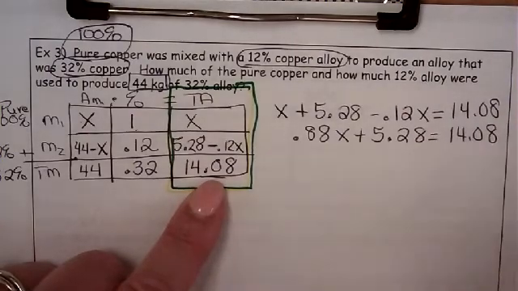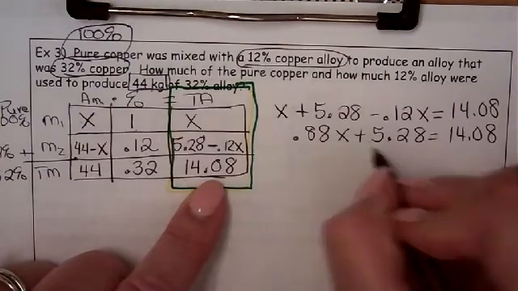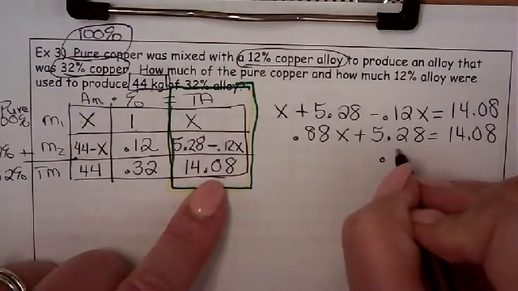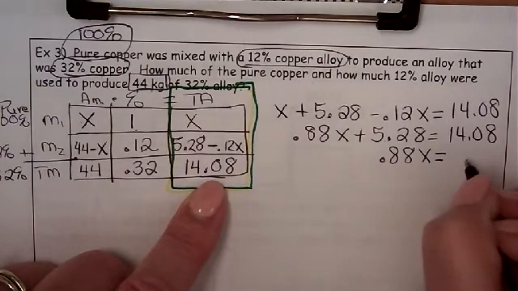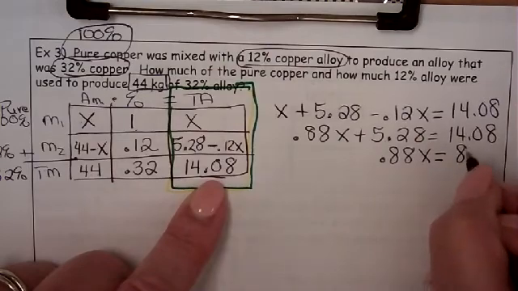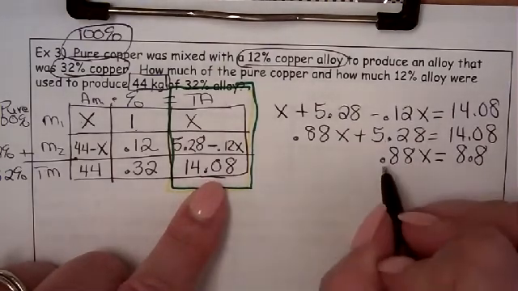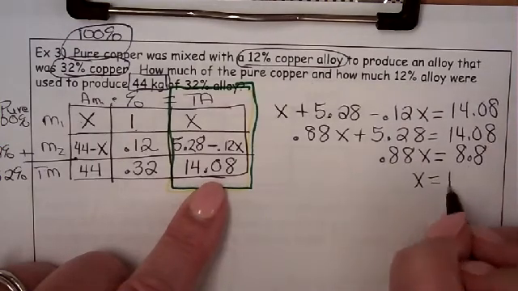Now, I'm not slowing down with the calculator here. You can do it with the calculator, you can do it without a calculator. Watch your decimal places, okay? Now, subtracting 5.28 from both sides, it's going to come up to 0.88x equal to 8.8. A lot of 8s floating around there. Now, if I divide 8.8 by 0.88, I'm going to get x equal to 10.